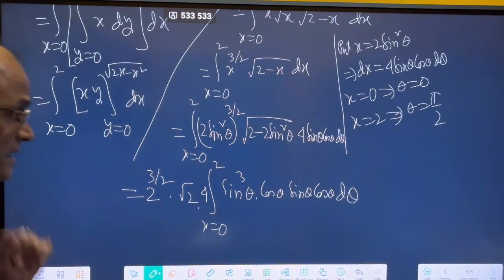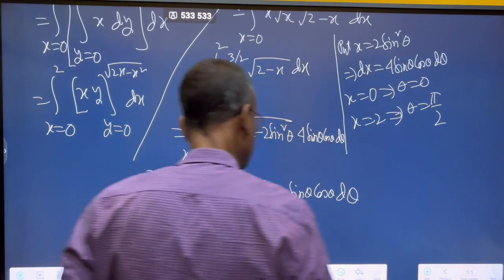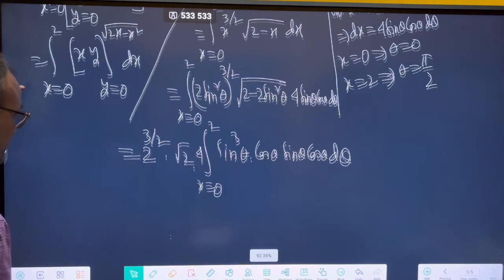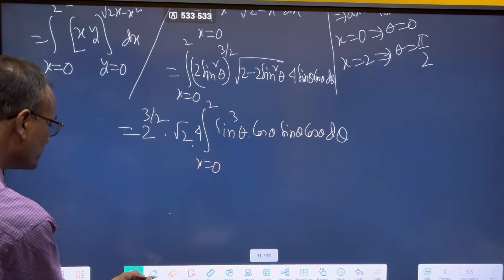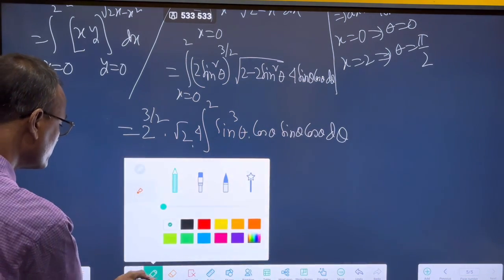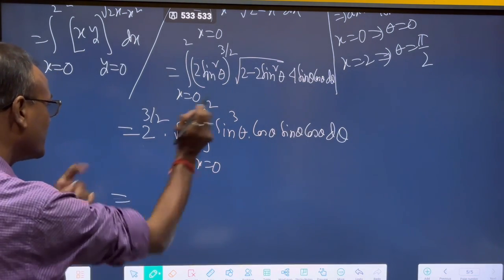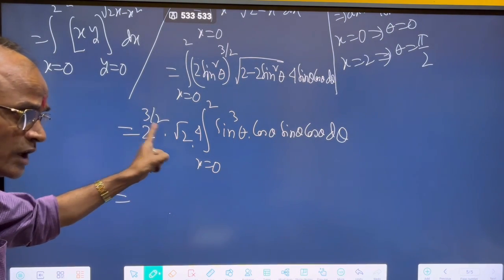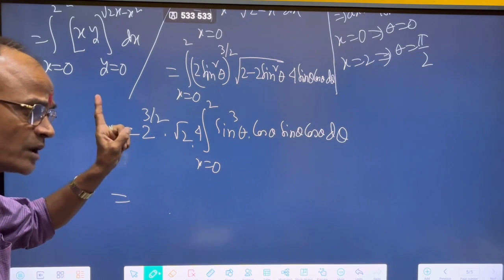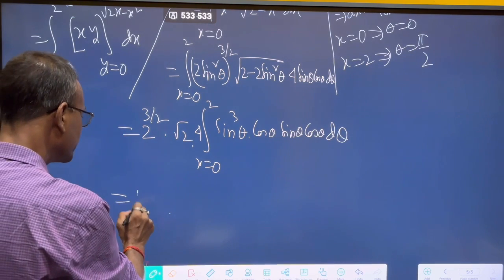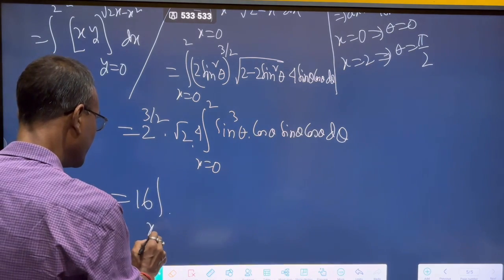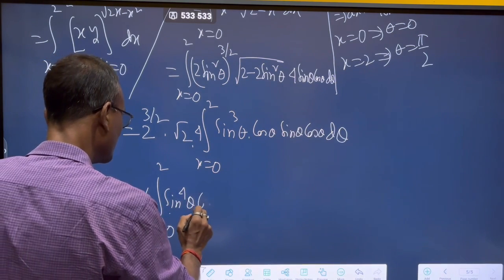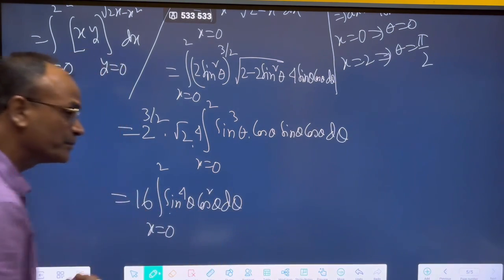This is equal to 2 to the power 3 by 2, which means 2 root 2. 2 root 2 into root 2 means 4. 4 into 4 is 16. So we get 16 times the integral from 0 to pi by 2 of sine to the power 4 theta into cos square theta d theta.